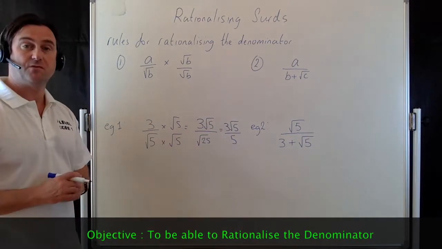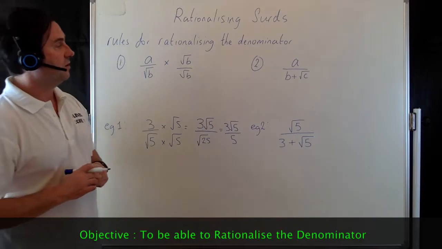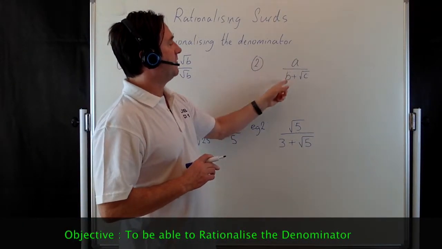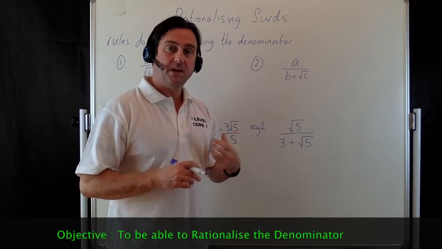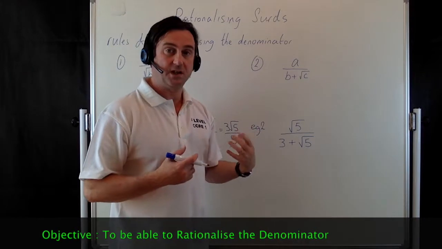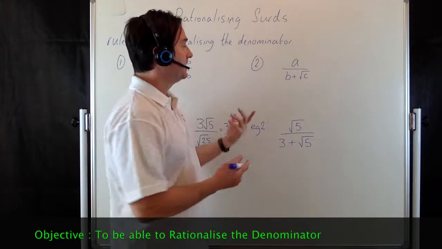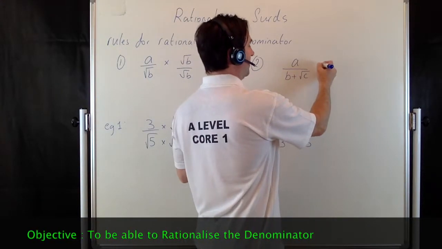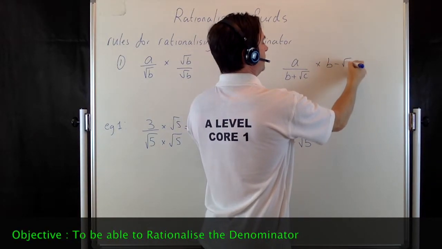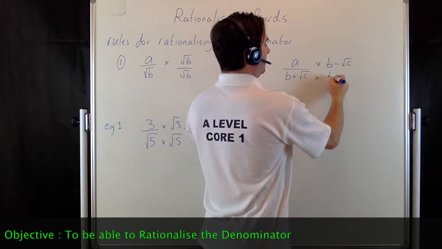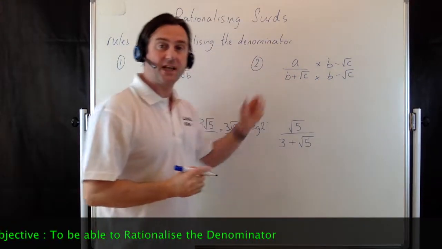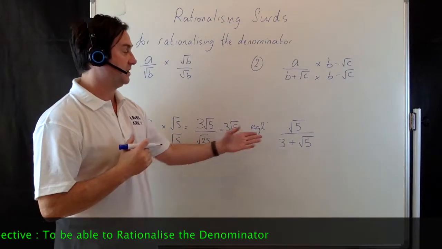Now that's very straightforward. The second law or rule is if we've got a over b plus root c, then we don't multiply it by b plus root c this time. We have to change the sign. So this time we multiply the top by b minus root c, and we multiply the bottom by b minus root c. That's going to cancel that bottom one out, as we'll see in a second.